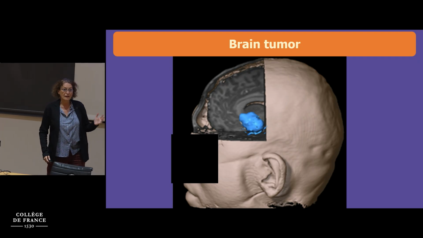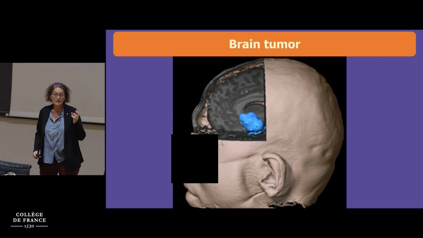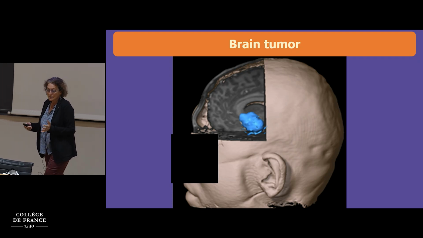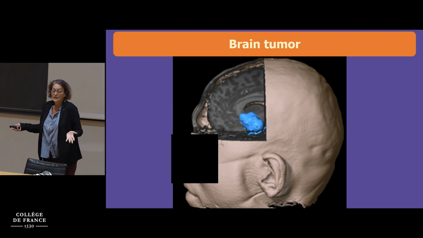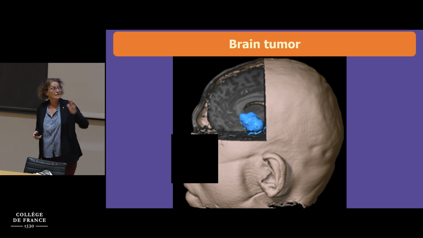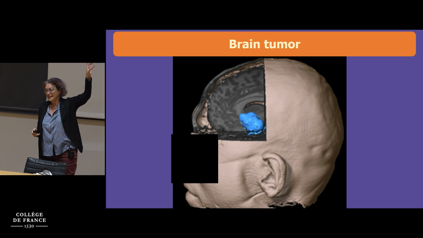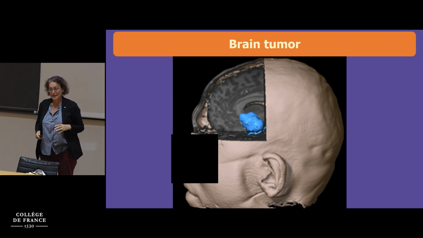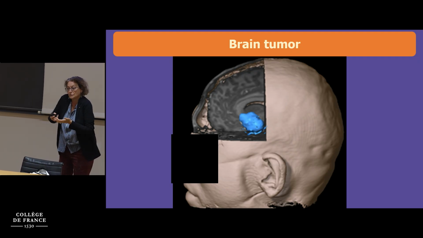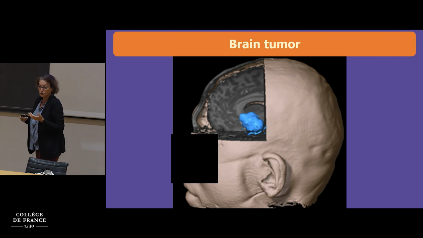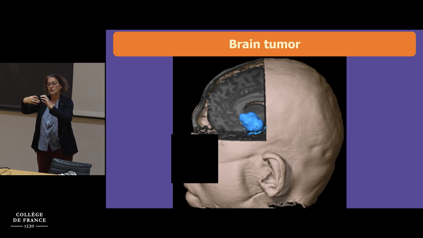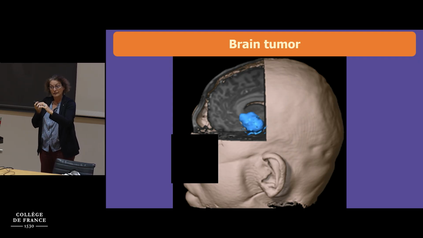So there are people who have tumors in their brains, and usually it depends on the type, etc. But usually they need to be removed. And the problem is, as you can see here, the blue represents the tumor. As you can see, it's deep into the brain. So in order to resect, to remove this tumor, the neurosurgeon needs to open the skull and go from some direction to reach the tumor and to take it out.